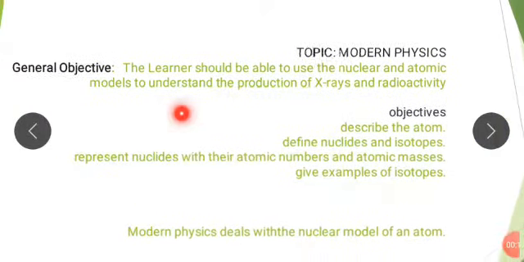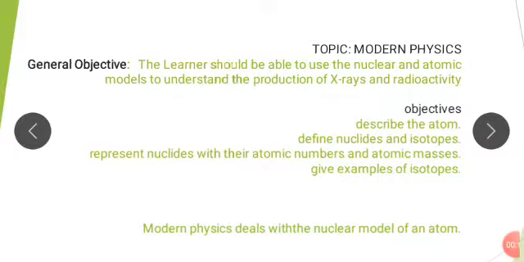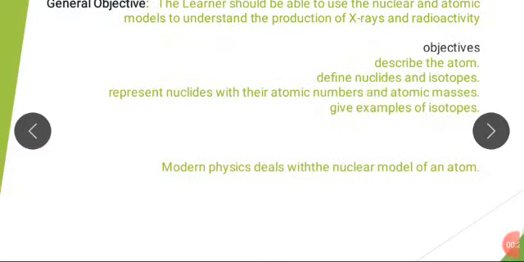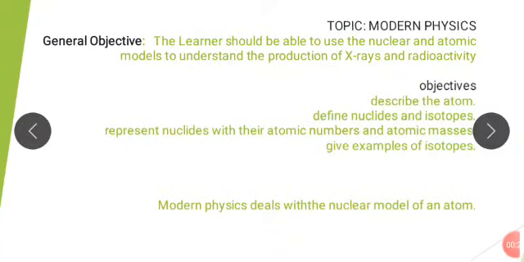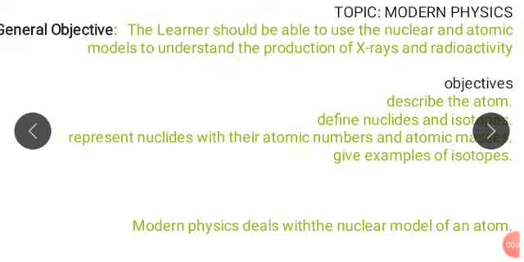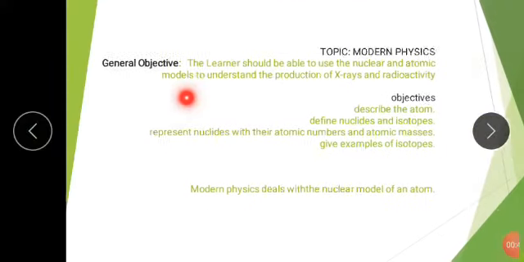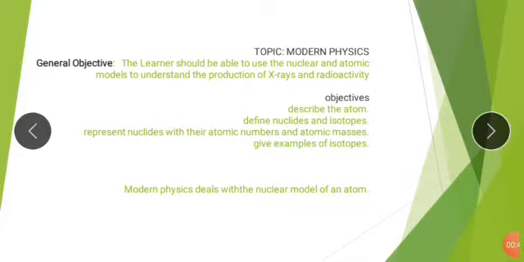I'm Noel. I'm going to take you through this topic of modern physics. Modern physics is a branch of physics that deals with the nuclear model of an atom. So this afternoon, we want to look at the branch of physics that deals with the nuclear model of an atom. Now, you may need to ask yourself, what could be the reasons for studying modern physics?